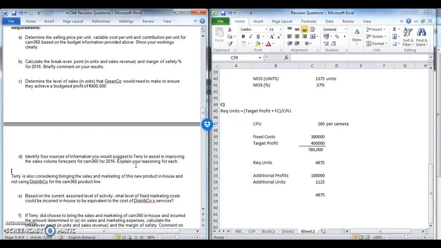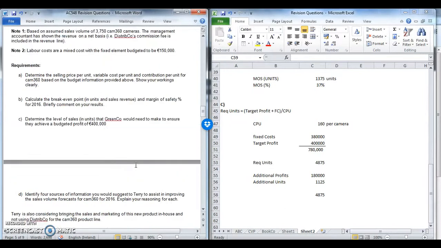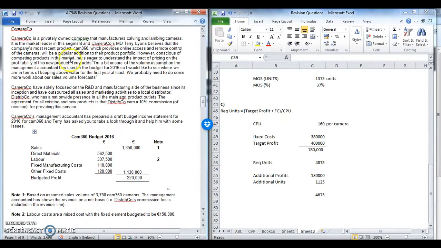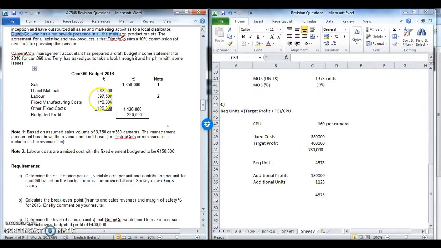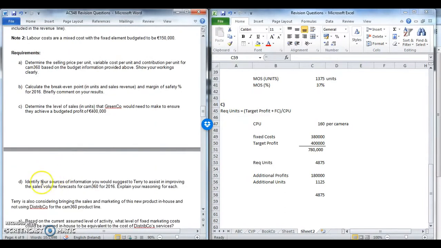Why it would be useful. What I don't want to see is students saying, go and talk to your sales reps, because that clearly indicates you haven't read the question. CameraCo currently do not have any sales reps, because we currently have outsourced it. So you're more than likely going to talk to Distribco. Okay? So that is part D, looking at a bit of a narrative piece around the calculations.